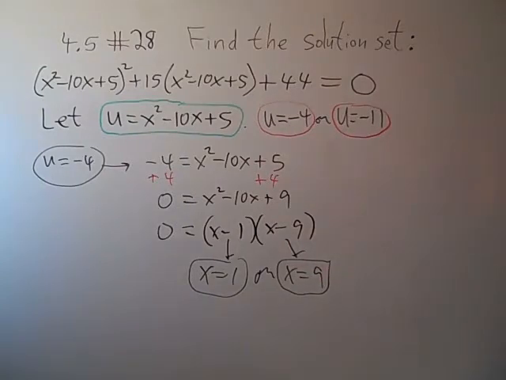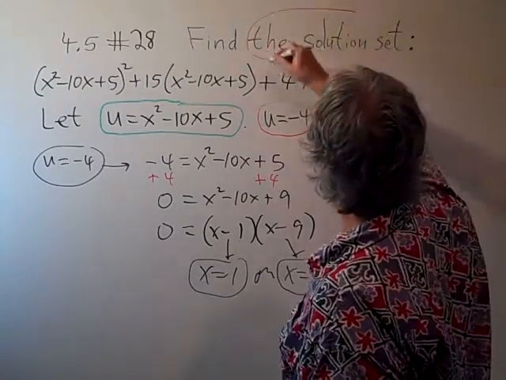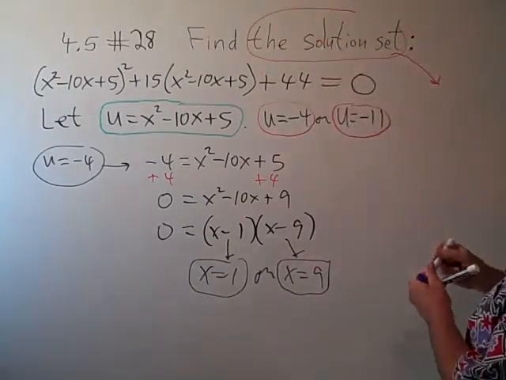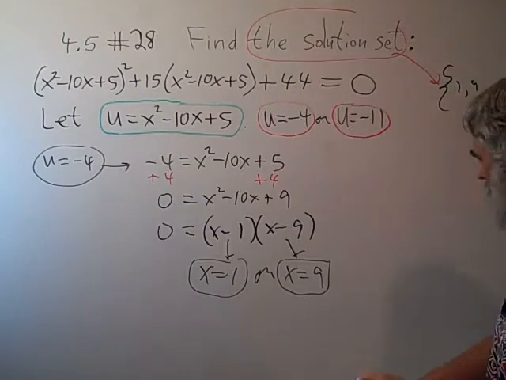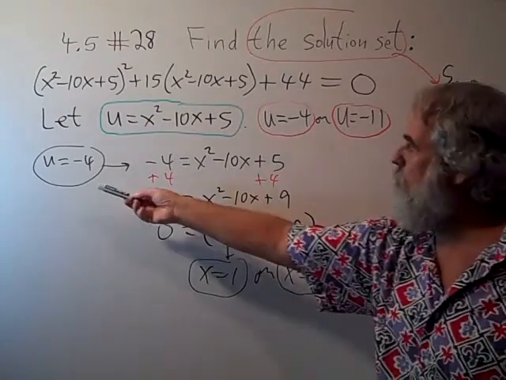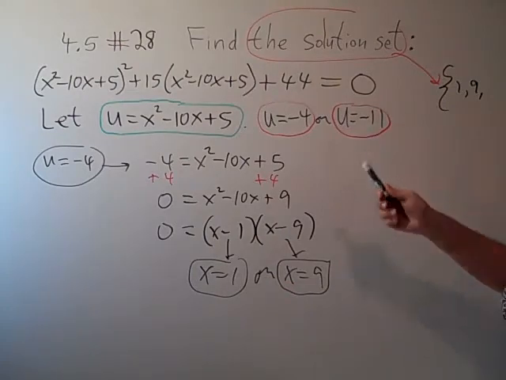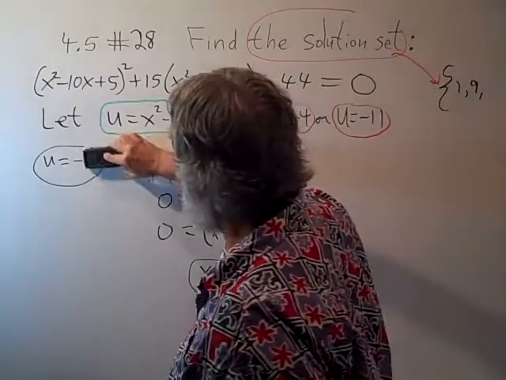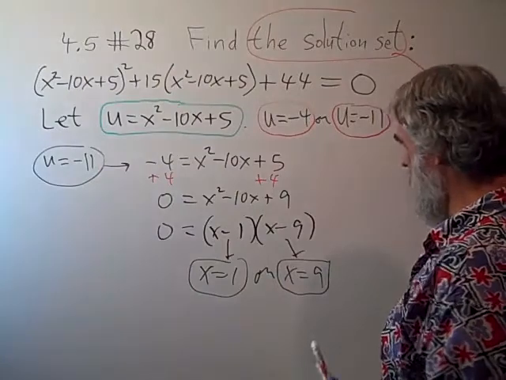Those are two of the solutions for our solution set. Let's write the solution set over here. The solution set then so far contains 1 and 9, and we'll probably find some more. We'll come back and finish this when we find the rest. But that's the u equal -4. U equal -4 gave rise to these two solutions for x. We still have to look at u equal -11. So now let's redo this with u equaling -11 and see what solutions for x that will give us.